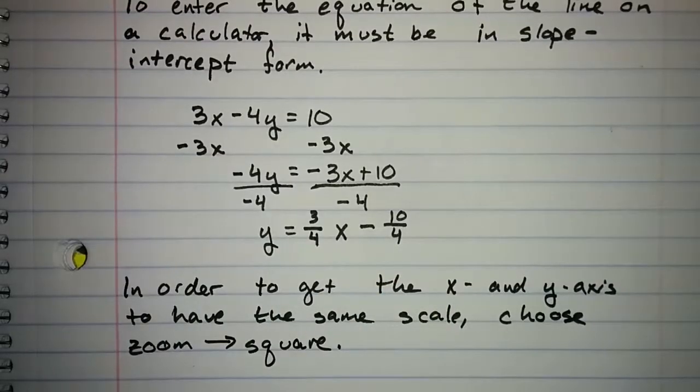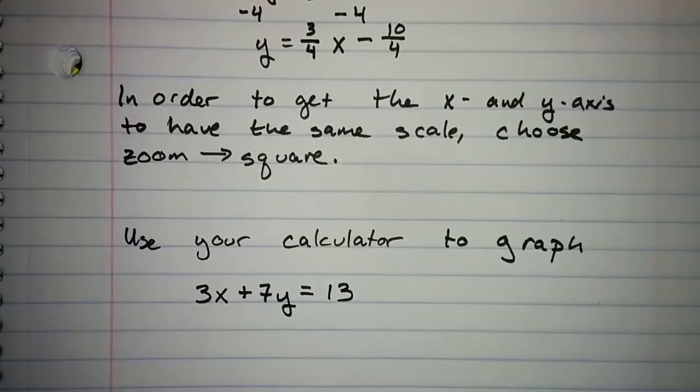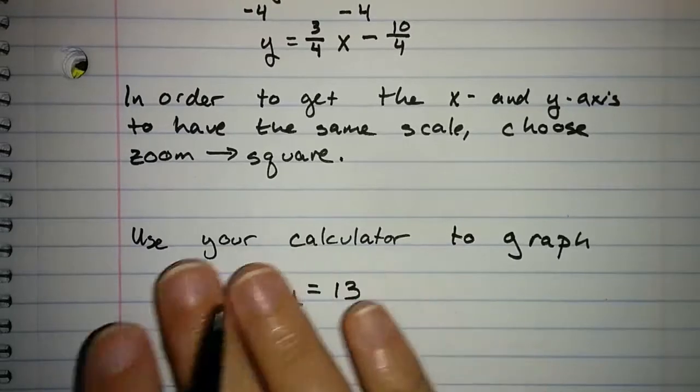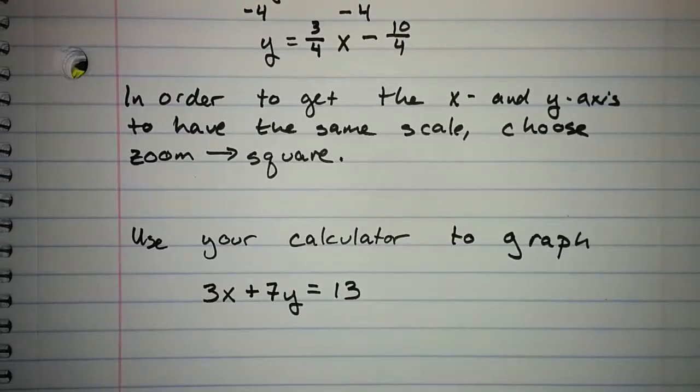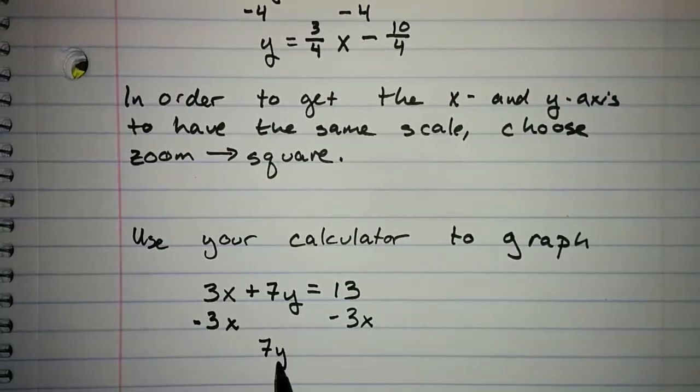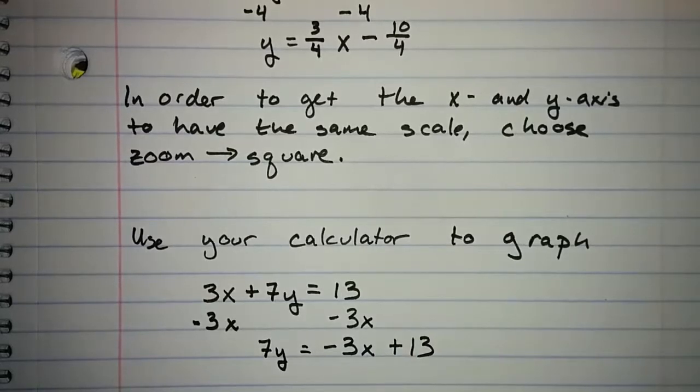I'm going to have you try one of these as well. Use your calculator to graph the equation 3x plus 7y equals 13. Pause the video and try this now. Okay, well again, we need to get this in slope-intercept form. So we'll start by subtracting 3x on both sides. We'll be left with 7y equals negative 3x plus 13. Divide both sides by 7.